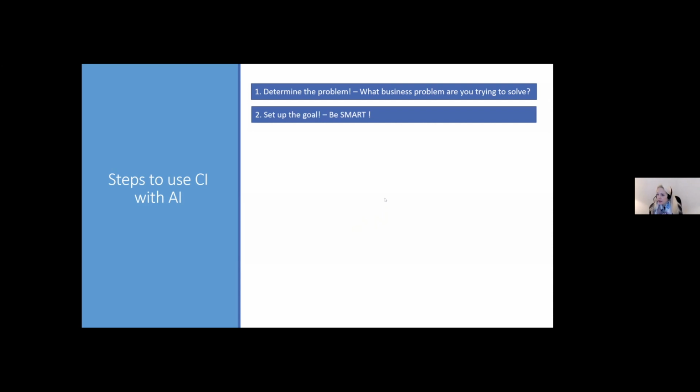The next thing that's really important, just like with any project, is you've got to set up that goal. Once you determine what your problem is, and that's your business case, then what is the goal you're trying to achieve? Are you really trying to increase your revenue? Are you trying to decrease overtime? Are you trying to increase your efficiency within your process? But you've got to be SMART about that.